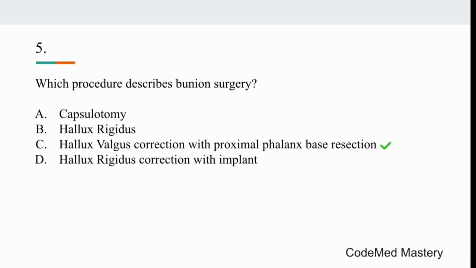A bunion is the deformity known as hallux valgus. So, whenever we see hallux valgus correction, it is bunion surgery. So, a proximal phalanx base resection is one of the surgical techniques which is used to correct this deformity. Capsulotomy is incision into the capsule. It is not a part of bunion surgery. Okay, and option B, hallux rigidus, is wrong because it is arthritis or stiffness of the big toe joint. It is not a bunion. And hallux rigidus correction with implant, option D, is wrong because it treats degenerative arthritis, not hallux valgus. The right answer is option C.